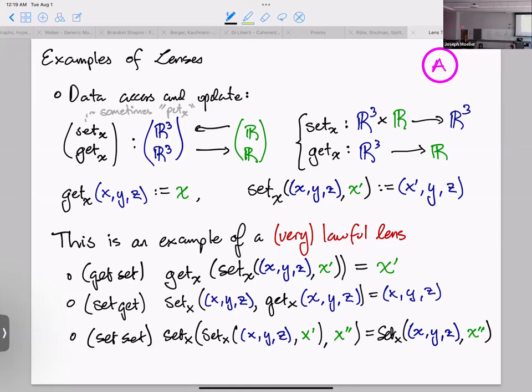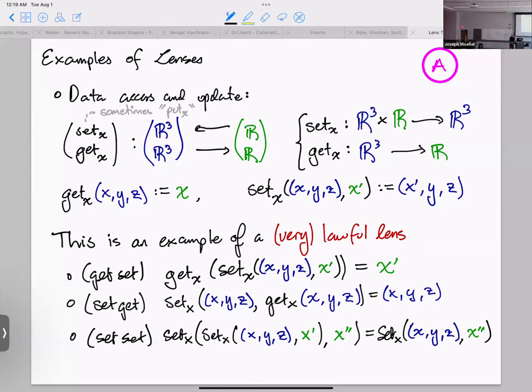Here, let's say we have a point in 3D space. So it has an x coordinate, a y coordinate, a z coordinate, and I can make this view update problem. I want to view the x coordinate and I want to update the x coordinate. Right? So I can take these two functions called getX and setX. And getX takes x, y, and z and yields x. So I get x. And setX takes x, y, and z and a new x coordinate called x prime. And I set x to be x prime. There. And this is very special. It's very lawful. It satisfies these three lens laws.